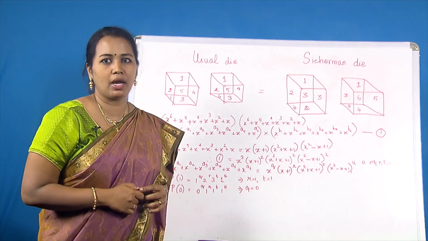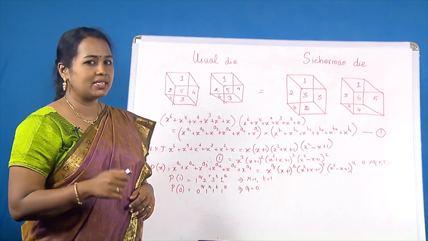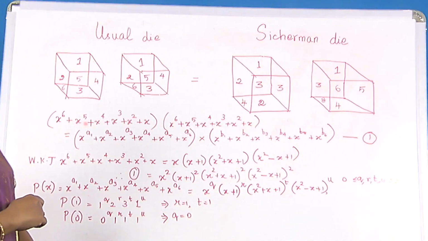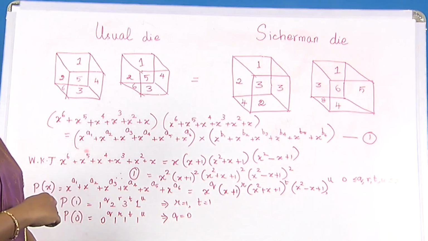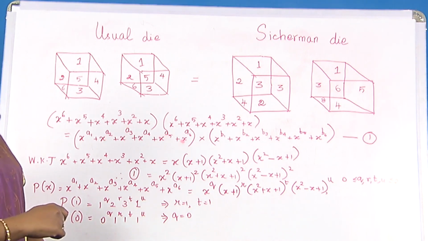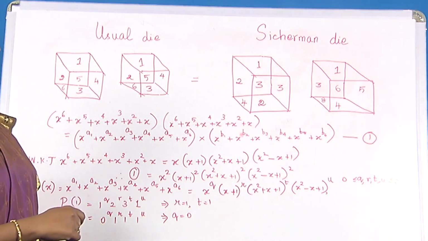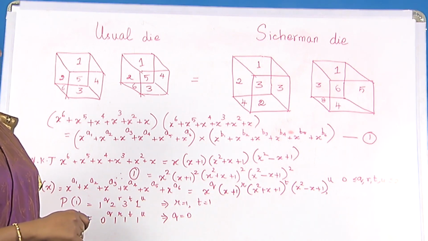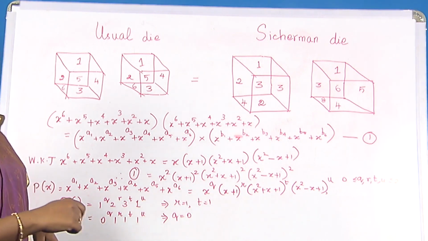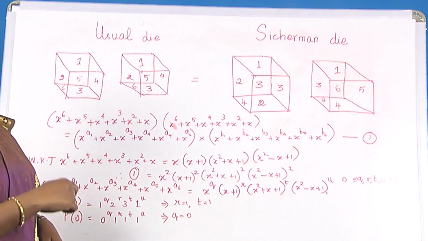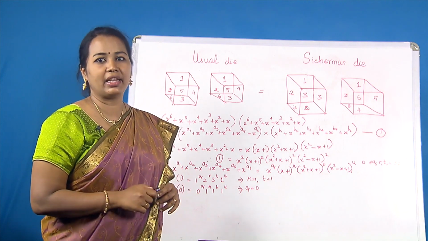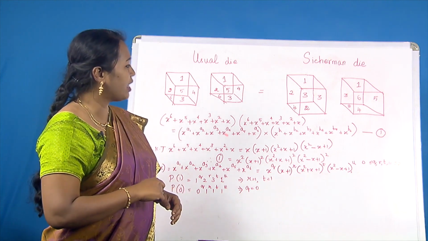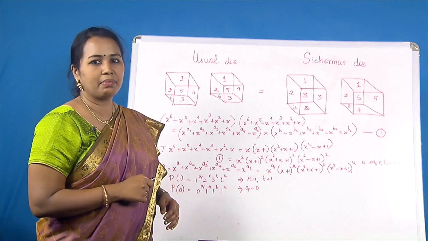Using our observation about the products of polynomials, this means that (x^6 + x^5 + x^4 and so on) multiplied twice is equal to (x^a1 + x^a2 + x^a3 and so on up to x^a6) times (x^b1 + x^b2 + x^b3 + x^b4 and so on up to x^b6). We have to solve this equation for the ai's and bi's. If we solve for the ai's and bi's, we will get the answer whether these values can be substituted in the place of the Sicherman die.